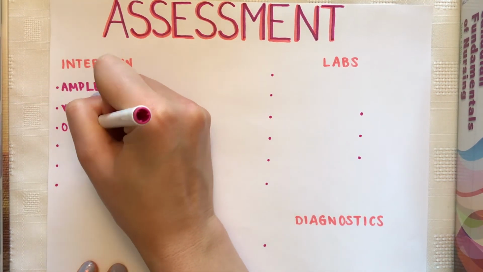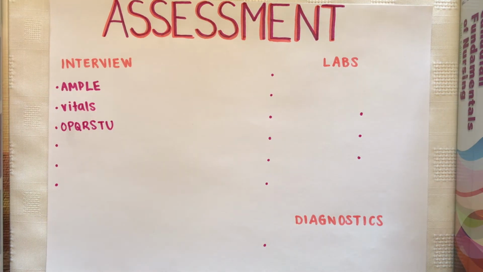Pain onset, palliation or precipitation, what brings it on, what relieves the pain. The quality of the pain, is it burning, cramping, stabbing, anything like that. The region of the pain, the severity on a scale of 1 to 10, the time, so how long it lasts, when it comes on, and the understanding of the pain.